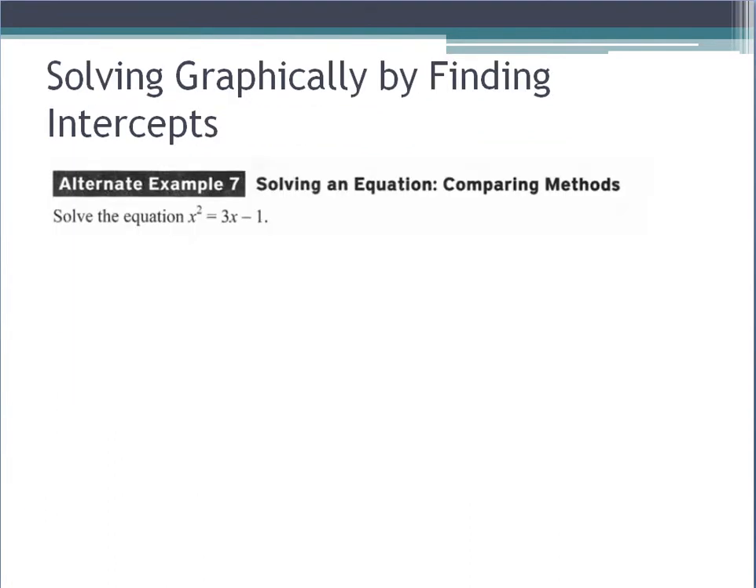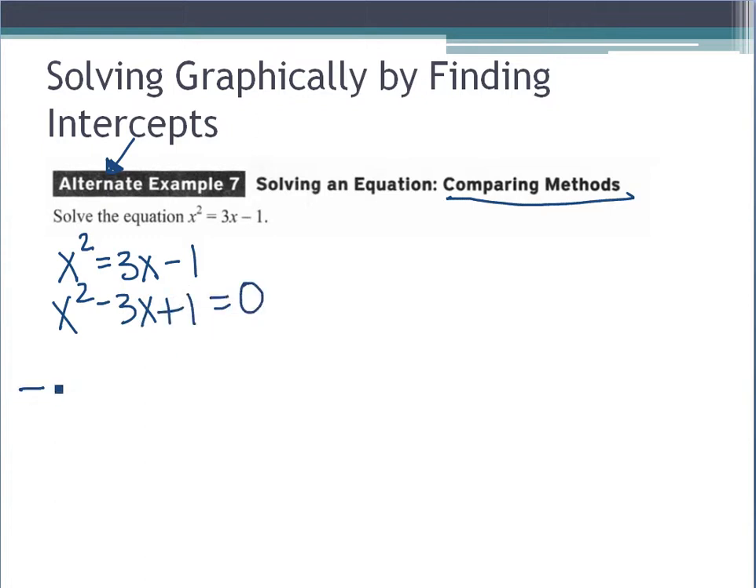So for example, we have this equation, x squared equals 3x minus 1. We're comparing methods here. Again, this is an alternate example to the one that's in your book. You can look at the one in your book, and then you can compare it to this one. So we can solve this fairly easily. This is a quadratic. Let's use the quadratic formula. So I'm going to set it equal to 0.